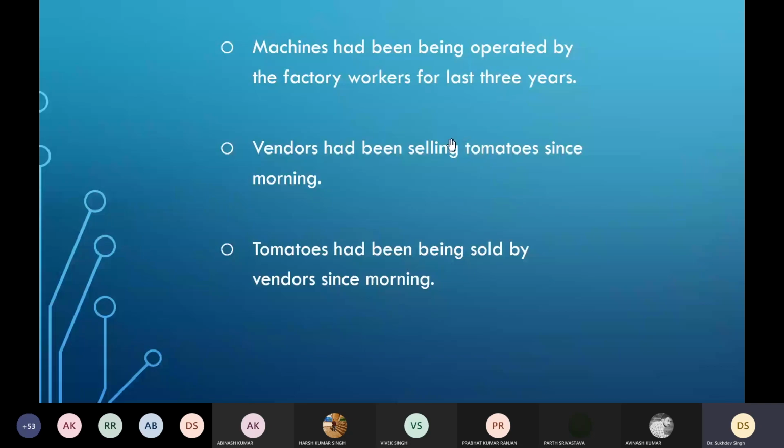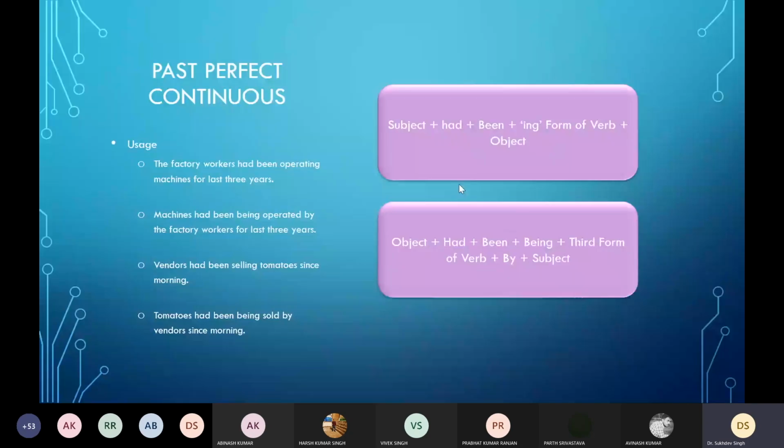We will just add being, and then the ing form of sell is converted into the third form, sold. After that we add by, and then we lift up this subject and place it in the place of the object in the passive voice, vendors. And then because morning is an accurate time, that's why we add since. So vendors had been selling tomatoes since morning is converted into passive voice as tomatoes had been being sold by vendors since morning.